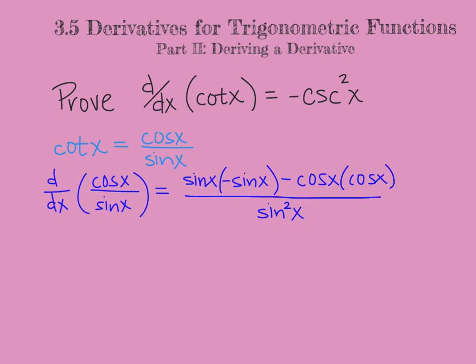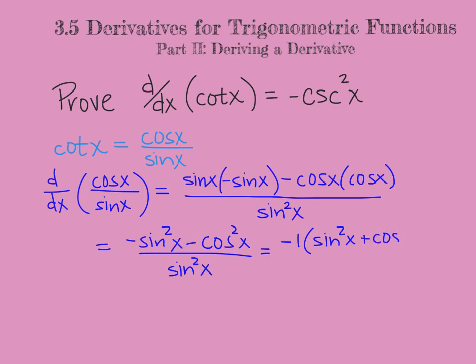In the numerator, we can do some cleaning up. Sine times negative sine is negative sine squared of x. And then we'll have minus cosine squared of x all over sine squared. The next thing that I want to do is factor out this -1 in the numerator. And so then we'll be left with sine squared x plus cosine squared of x.